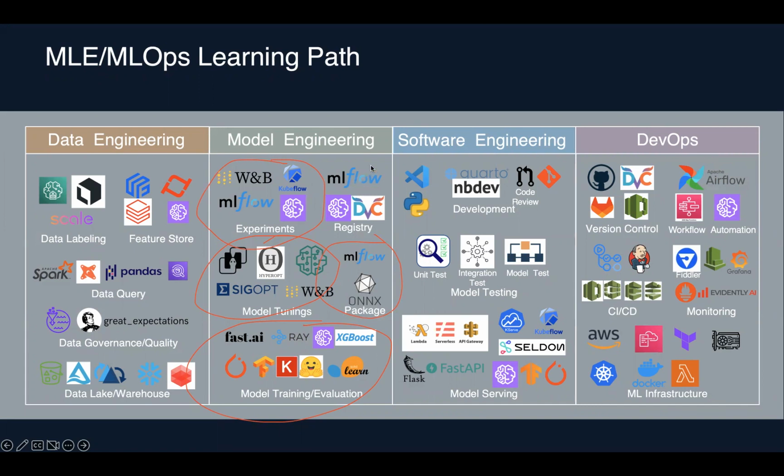And for model registry, there are different software or services out there, such as DVC, data version control. It can be used for model registry as well. And SageMaker has its own registry. So that's the model engineering side of things. And when it comes to software engineering, model serving is a very big topic, right? That's a very important piece.